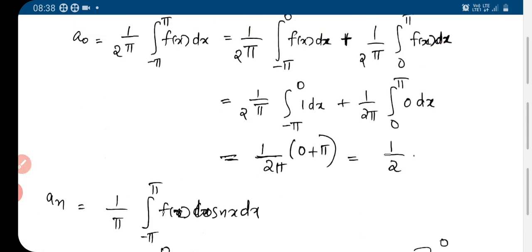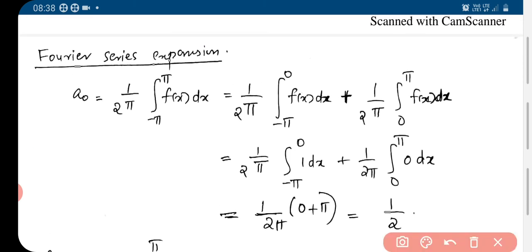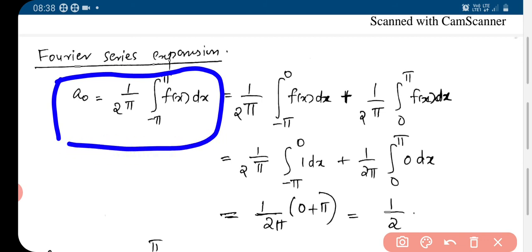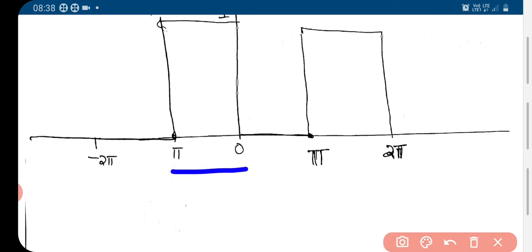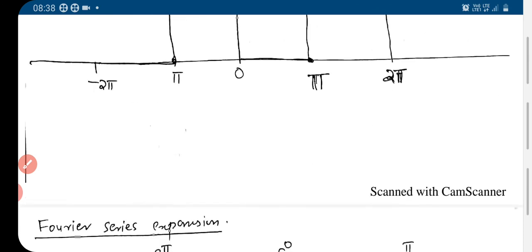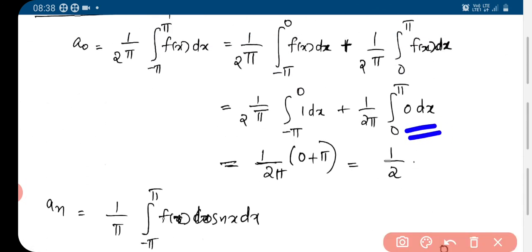Now let's see the Fourier series expansion. We have to find A0, An and Bn. So A0 is given by 1 by 2 pi integral minus pi to pi f of x dx. We substitute over here and split it into two integrals: minus pi to 0 f of x dx, then 0 to pi f of x dx. Minus pi to 0, its value is 1, and 0 to pi, its value is 0. So we get 1 by 2 pi times (0 plus pi), that is half.